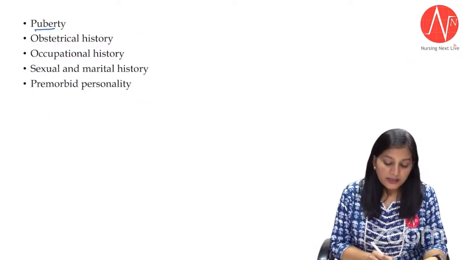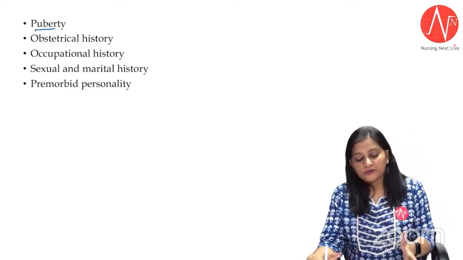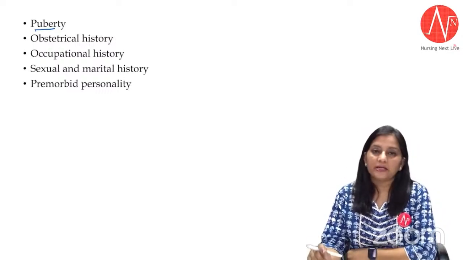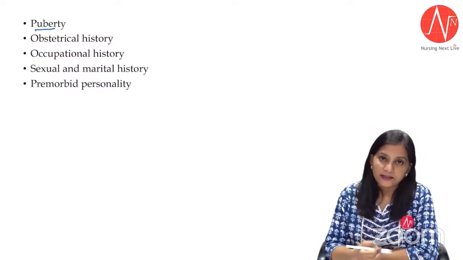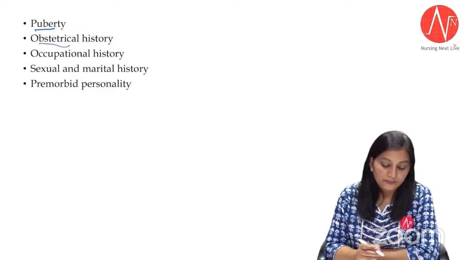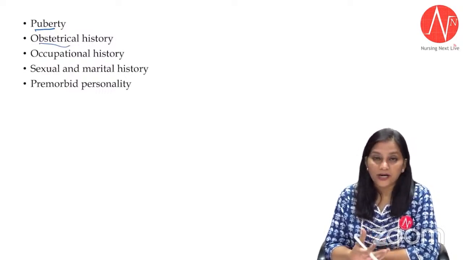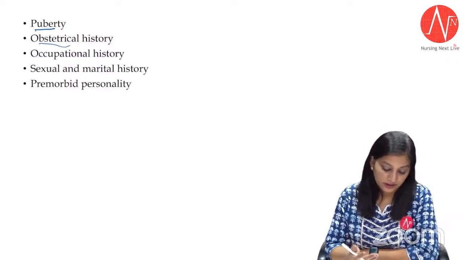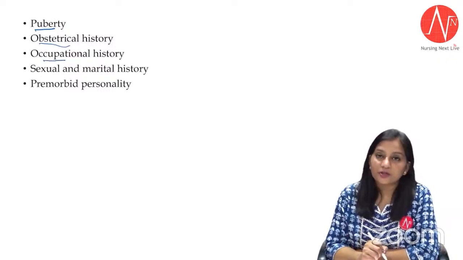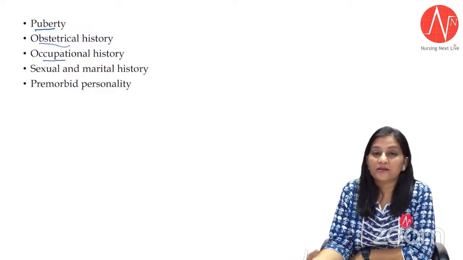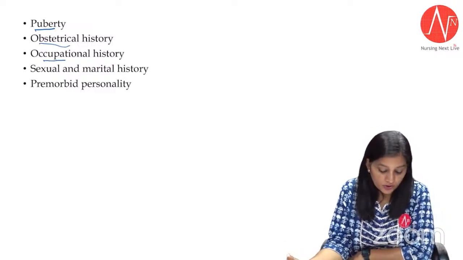The next is puberty. In psychiatry, the history collection is done in detail. Every aspect is gathered and explored. Obstetric history: whether at the time of delivery something happened or not, whether complications happened or not, and whether the child was premature or low birth weight. Occupational history: what kind of job the patient does, whether he keeps on changing jobs, or whether he is satisfied with the job or not.